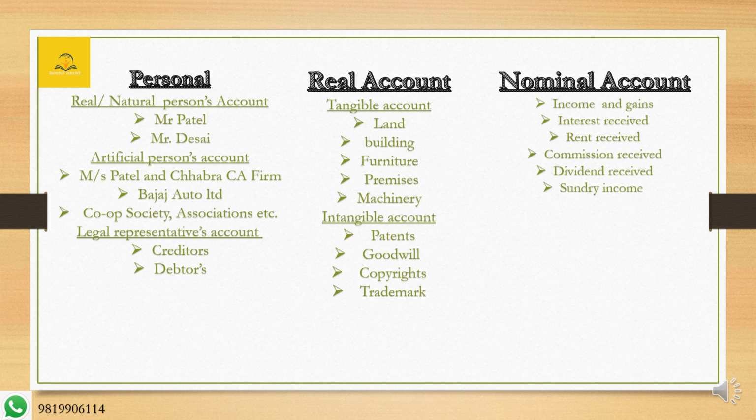Okay, so the transactions are recorded systematically in a book called a journal, which has a certain format, which we will come to in the next chapter. You need to classify them into three distinct accounts: personal account, real account, and nominal account. Personal account has got to do with transactions with a real or natural person, with an artificial person, or with legal representatives. Real account, transactions related to tangible or intangible accounts. Nominal accounts, transactions related to income and gains, interest received, rent received, commission received, dividend received, sundry income, also all these expenses.